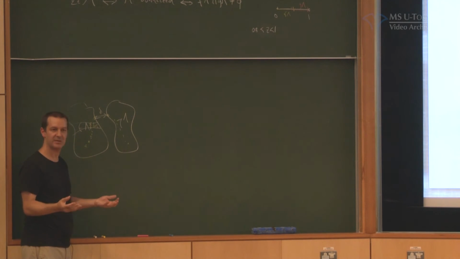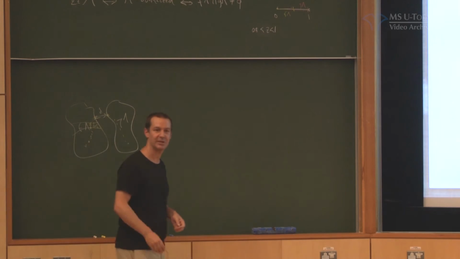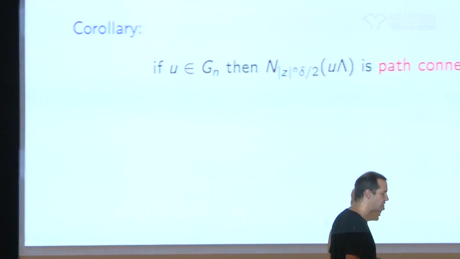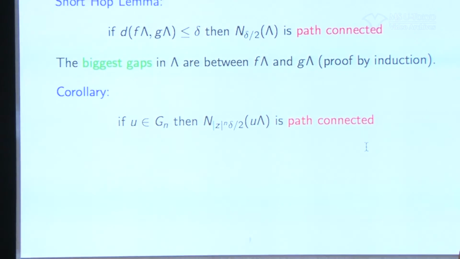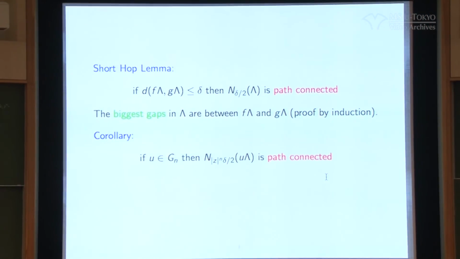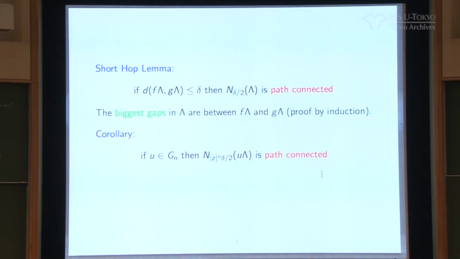But these semigroup elements contract uniformly. These images of lambda under this long word, eventually the diameter of that set is very small. So obviously you can get from any point to any other point by a short hop. There's just a single hop that will get you there. So this is a very simple argument, but it's sort of nice. It tells you that this set, lambda, has a nice neighborhood which is path connected. The size of the neighborhood you have to take is half of the distance from f of lambda to g of lambda.